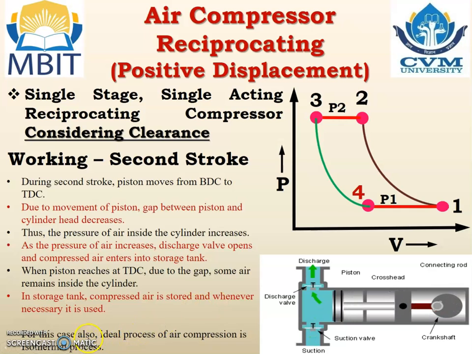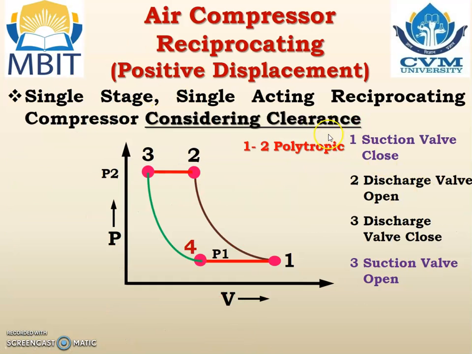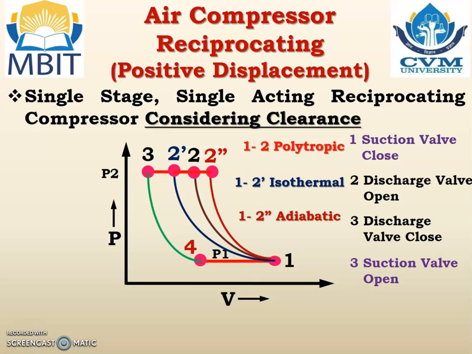For this case also, the ideal process of air compression is the isothermal process. So air can be compressed using any of the processes, that is the isothermal process or adiabatic process or the polytropic process. But ideal is isothermal because the work required to drive the compressor is less. So that is the thing, but you can see it on the PV diagram. Here curves 1-2 may be polytropic, 1-2' may be isothermal, it can be adiabatic. So it can be like that.